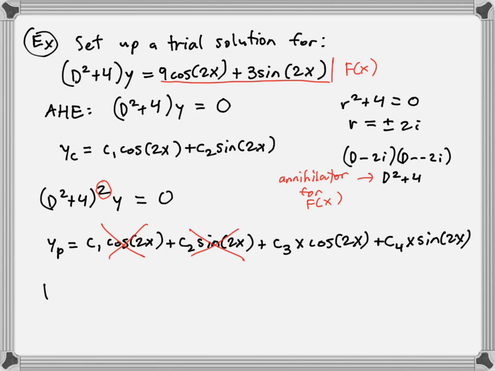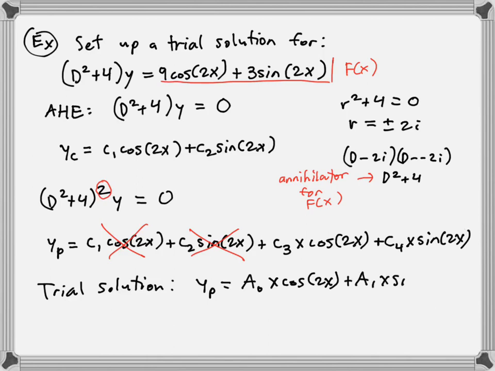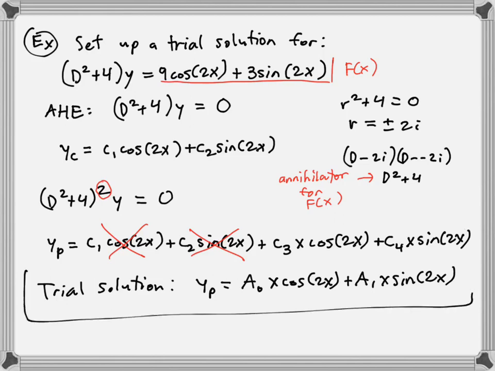And so our trial solution that we would need to then go further with is yp equals, I'm going to give these constants new names, a naught x cosine 2x plus a1 x sine 2x. This would be our trial solution. Again, take 2 derivatives of that, plug it into the original differential equation, and then you can figure out what a naught and a1 are.